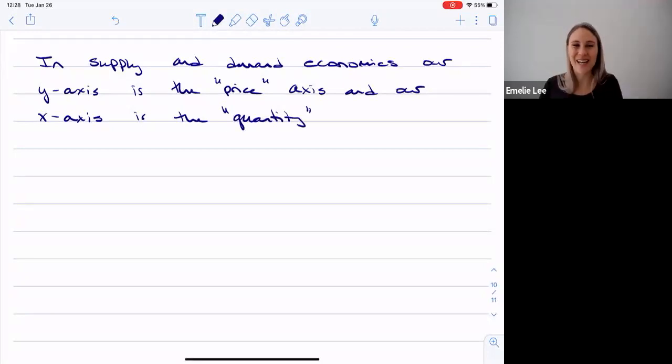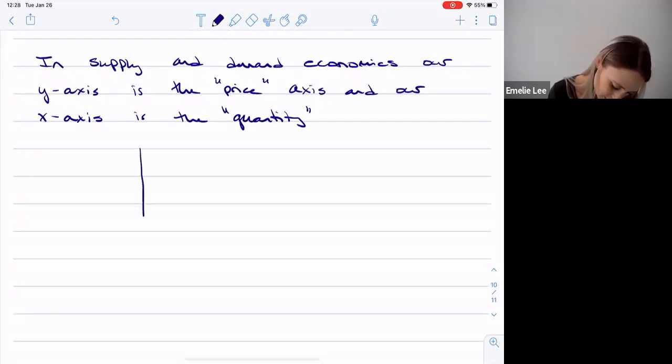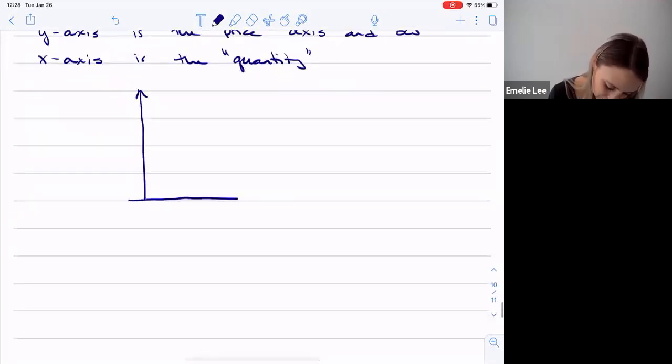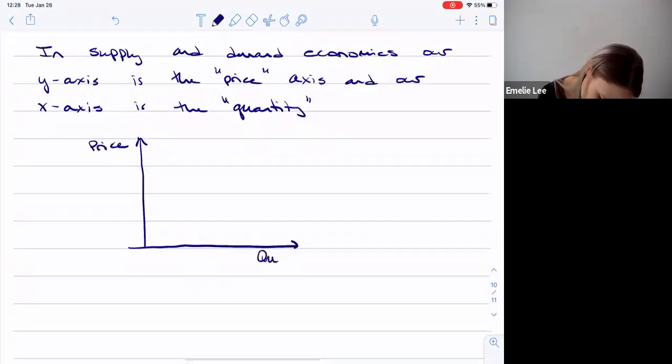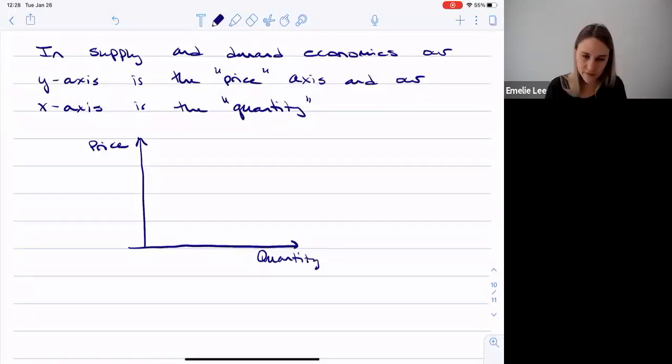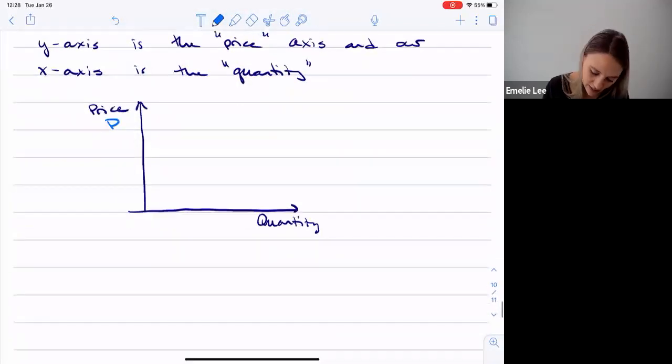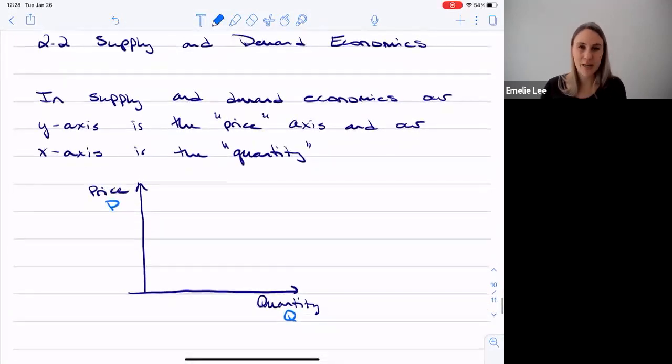So just remember that kind of relationship, okay? So if we draw our XY axis here, what we're going to have is price on the y-axis and quantity on the x-axis. Now, price we're going to denote by a capital P, and quantity we're going to denote by a Q, right? But just remember, the Q, you can replace it with X, and the P, you can replace it with Y. And so supply and demand economics, like we said, have a supply curve and a demand curve.